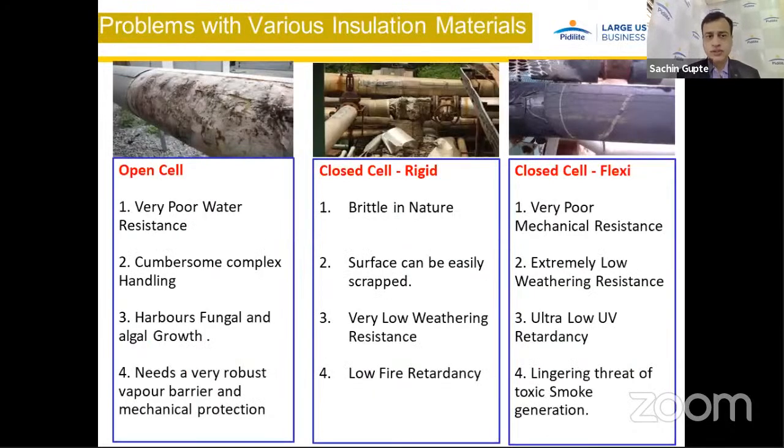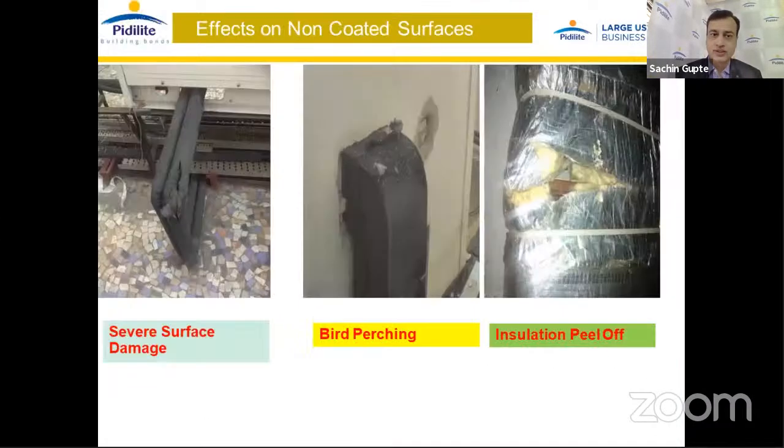Now, just to take you through the various types of insulation problems: when we look at open cell, closed cell, or rigid cell, the common thing is that they have poor mechanical properties. The surfaces can be easily scraped. They are poorly weather resistant. They need very strong vapor barriers, or there's a lingering threat of smoke generation. These are various site photographs. The first is open cell, the second is rigid cell insulation, and the last one is closed cell flexi insulation. These are the typical problems in a nutshell.